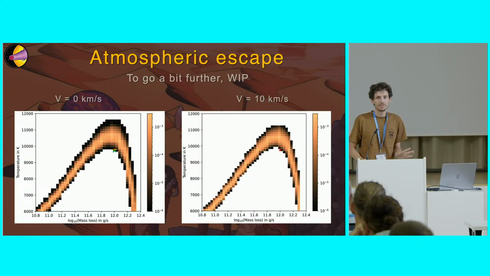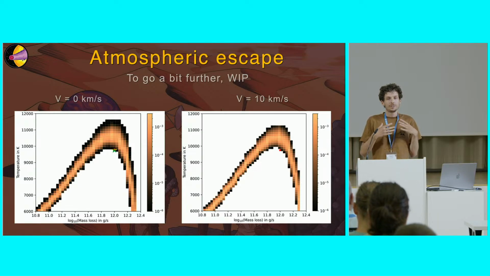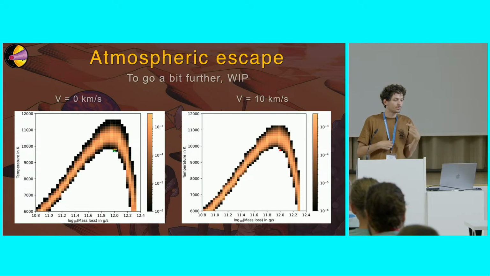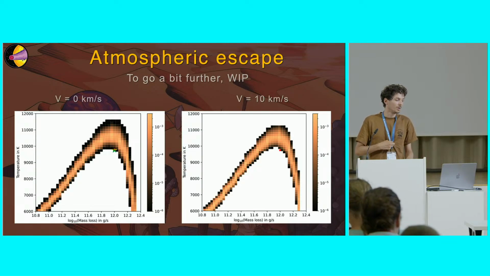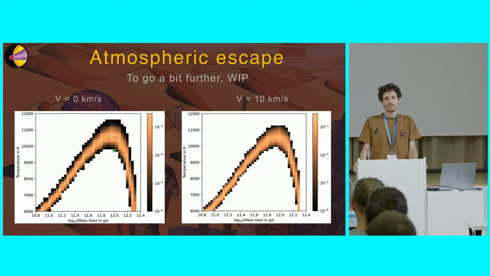To go a bit further, this is still a work in progress. I tried to generate a signature at very high resolution, then degrade it, and then generate some synthetic observations based on my simulation, that I then try to fit with a code that generates only an absorption signature that I also degrade to low resolution. What you see is the probability density of finding the two very common parameters, which are temperature and mass loss. And the stars here are the input parameters of my simulation.